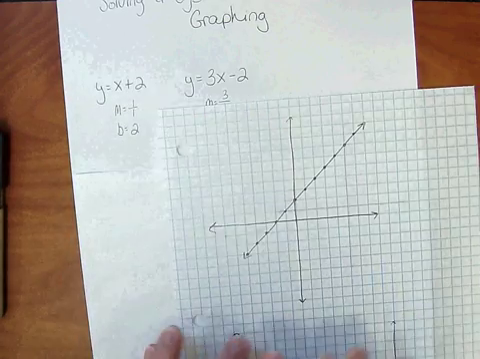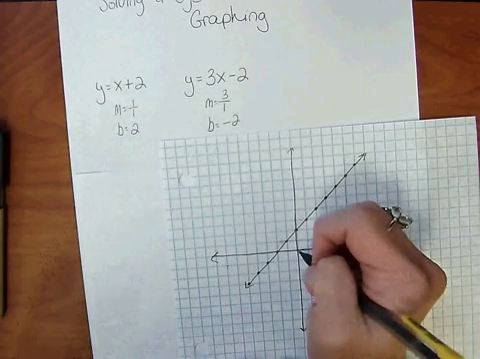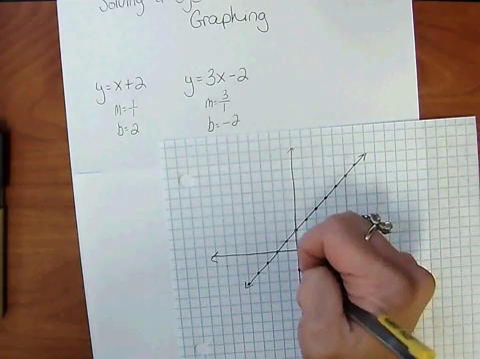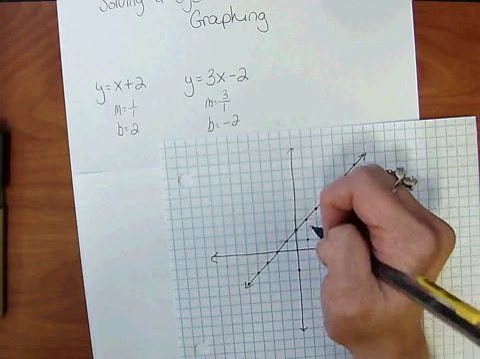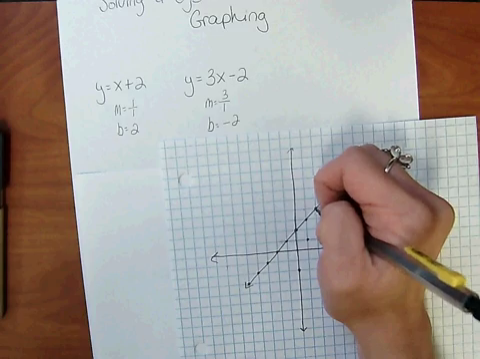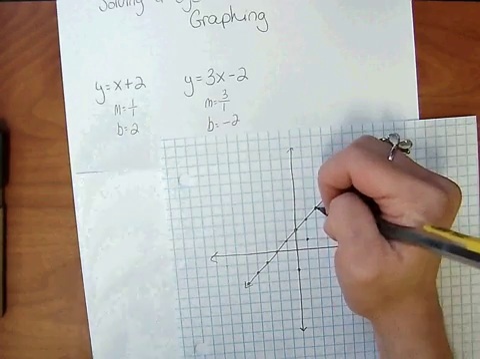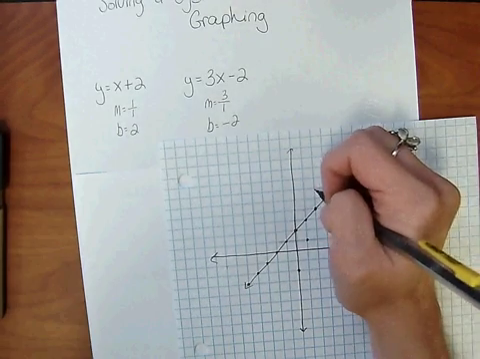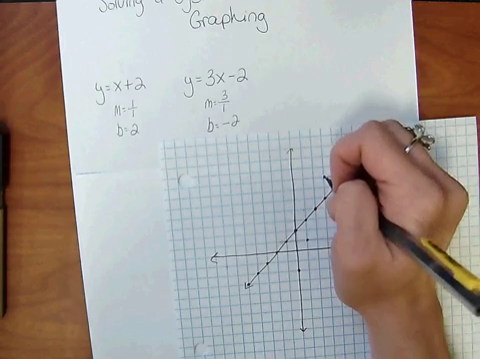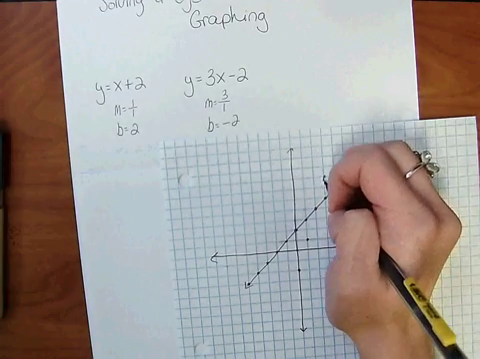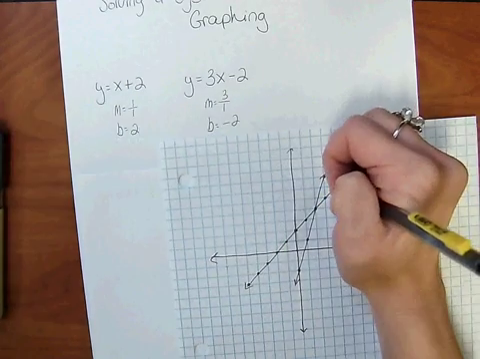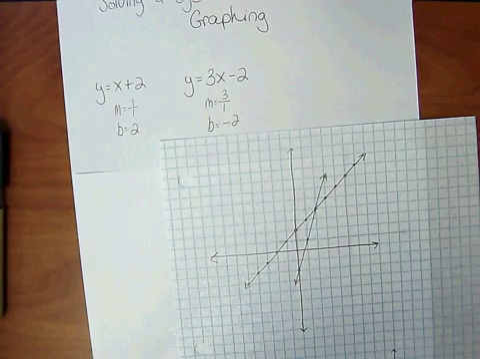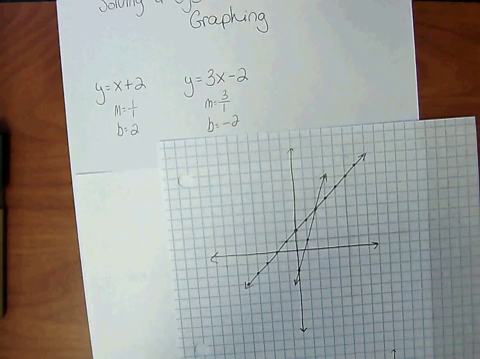And then go to where y is negative 2. And rise 3, run 1. Rise 3, run 1. Oh, look, we found the point of intersection, so I'm going to do it one more time. Rise 3, run 1. Now, don't stop here. We need to find the solution.